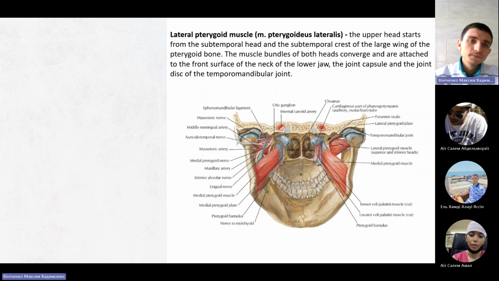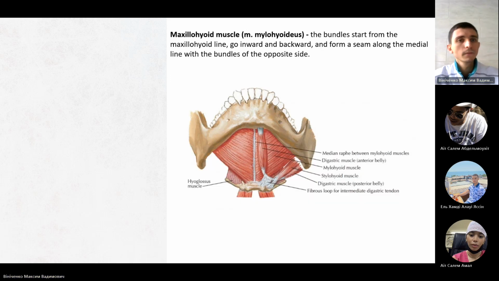Lateral pterygoid muscle, musculus pterygoideus lateralis. The upper head starts from the subtemporal surface and the subtemporal crest of the large wing of the sphenoid bone. The muscle bundles of both heads converge and are attached to the front surface of the neck of the lower jaw, the joint capsule and the joint disc of the temporomandibular joint.